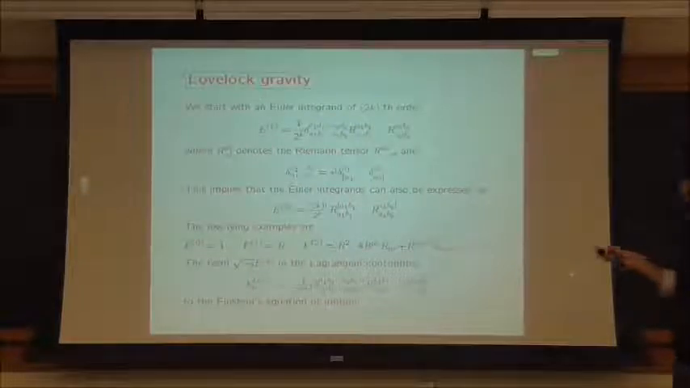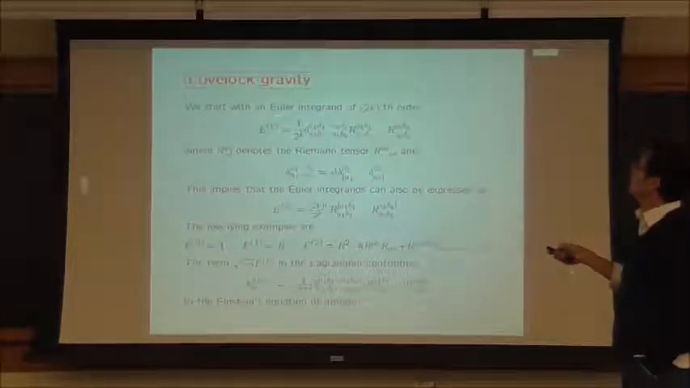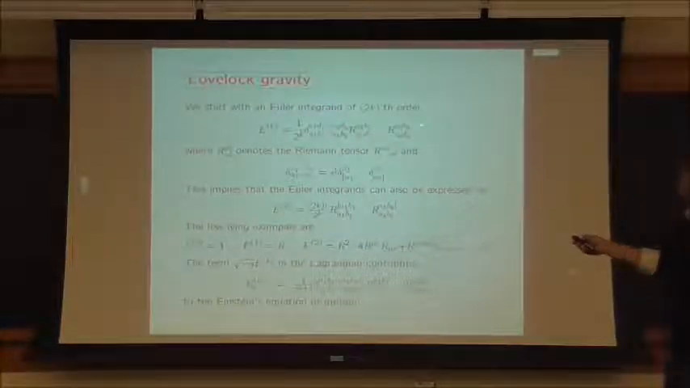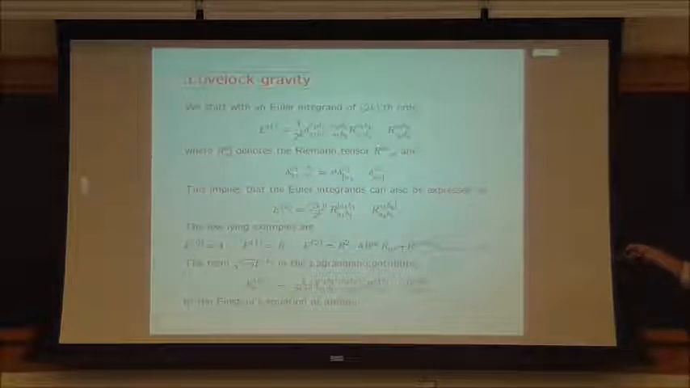So now let's look at Lovelock gravity. We start with the Euler integrand. This is a kind of Euler integrand with a Riemann tensor, with a delta function hooked in this way. So this is a particular combination of Riemann tensor polynomial invariants. It has a very good property.